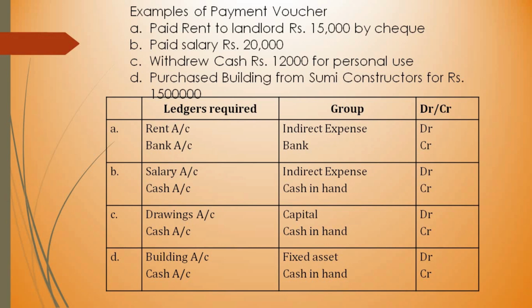Rent, because it is an expense, nominal account rule, debit all expenses and losses, so you're putting on the debit side. Salary is an expense, so debit side. Drawings, owner is a receiver, so you're putting on the debit side. Personal account rule, debit the receiver, credit the giver. And building is an asset, so asset comes under debit side. Hope you're clear with this. Correct the statement. Purchase building from Sumi Constructor for cash rupees 15 lakhs.